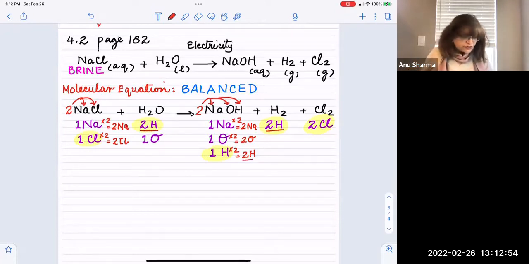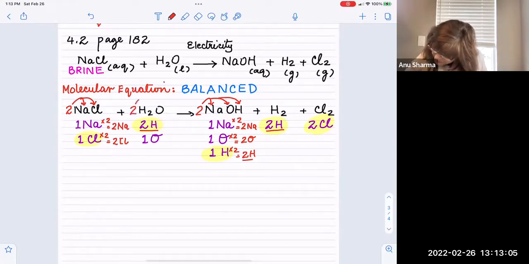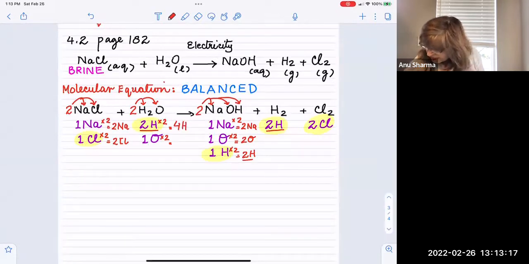So how many hydrogens are there now? We have a total of 4 hydrogens on one side, so we need to put 2 here. So we have 4 hydrogens here. Okay, so 2 times hydrogen and 2 times oxygen. So now that changes the oxygen also. So we have 4 hydrogens on the left-hand side and 2 oxygens on the left-hand side.